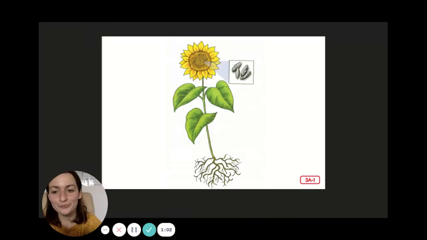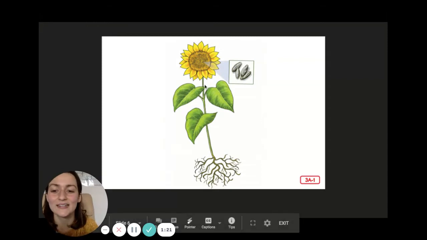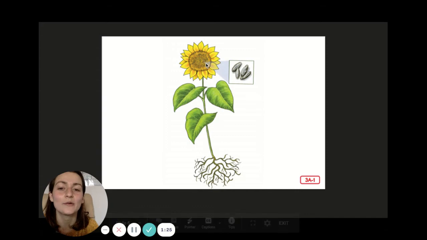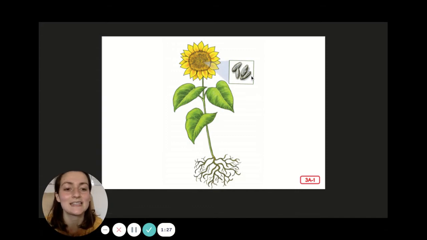Okay, so you see in front of you a picture that looks familiar because we talked about this last time. This is a sunflower. I wonder if you can pause the video and say the different parts of the plant out loud. Did you do it? Well, here we go. We have our roots, our stem, our leaves, our petals, or our flower, and our seeds.